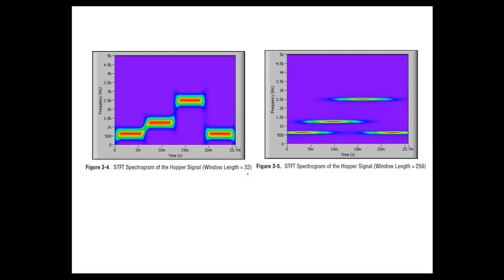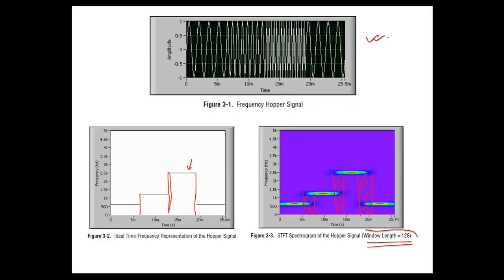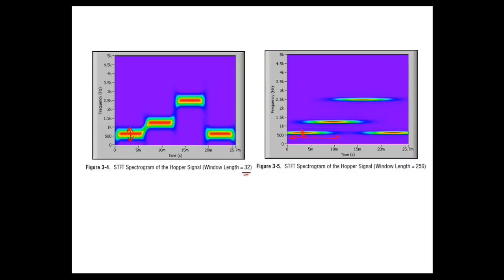Now, if you reduce the window length, your frequency dispersion is increasing, and if you increase the window length, your frequency resolution is increasing, but your resolution in the time domain is decreasing as compared to the window length of 128, right? Somewhere you have to come up with an optimized choice, and accordingly you have to decide what window length you will be using. Okay.